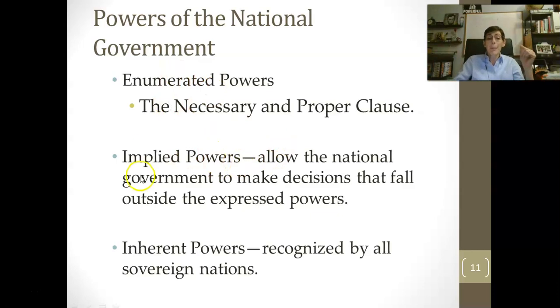There's also implied powers, which is really connected to the necessary and proper clause. This allows the national government to make decisions that fall outside the expressed or enumerated powers in order to fulfill their duties. And inherent powers are powers that every nation has that are recognized by all other nations, right? So the power to conduct foreign policy and make treaties, for example, is a power that is recognized by all other nations that each sovereign nation has.